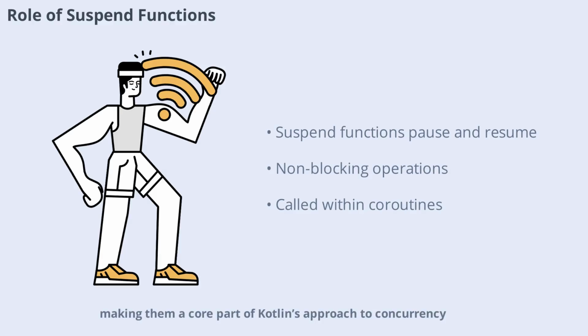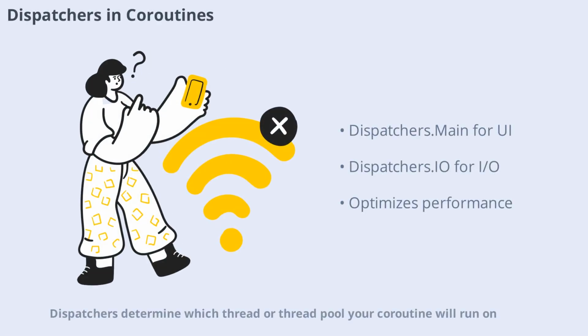Dispatchers determine which thread or thread pool your coroutine will run on. For example, Dispatchers.Main runs coroutines on the main UI thread, while Dispatchers.IO is used for input-output operations like reading from a database or making network calls. Choosing the right dispatcher helps you optimize performance and keep your app responsive.